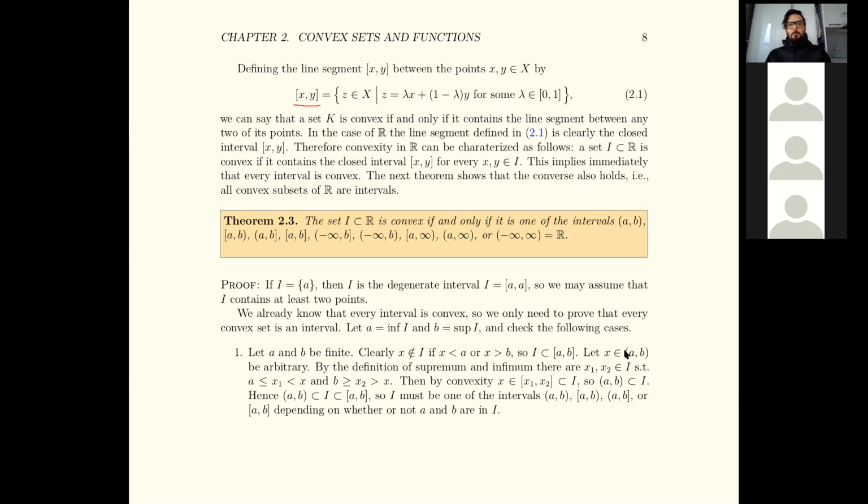So we need to prove that every convex set is an interval, though this is harder. If we have a convex set, it must be an interval of some sort. There are different cases, and I'm going to prove them case by case. Are you familiar with the concept of infimum and supremum?